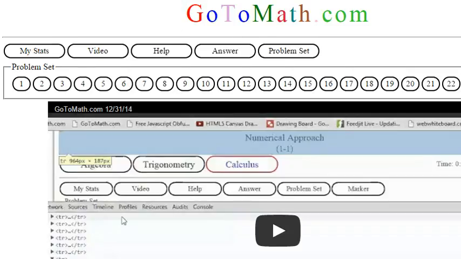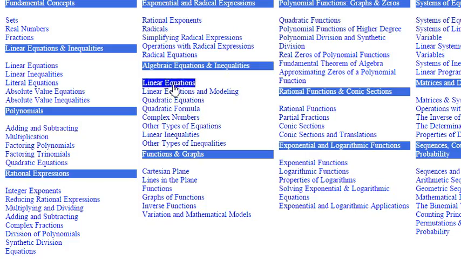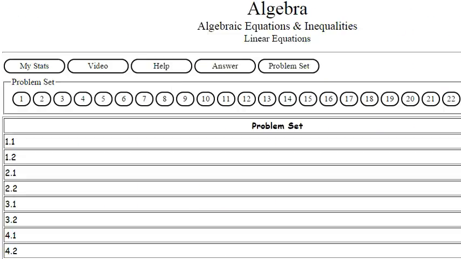Okay, we're going to go to math.com, click on algebra, and go down to linear equations, and this is going to be 1.2. We defined what a linear equation is, what it looks like in standard form, in the previous problem, and worked a fairly simple example.